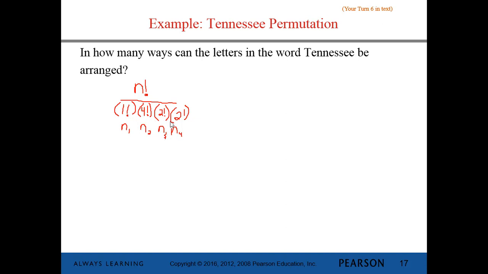Notice that all of these numbers add up to 9, which is the number of n, right? So that should always be the case because you're partitioning these letters. So all the letters are being used. So in this case here, what we're going to get is 9 factorial.